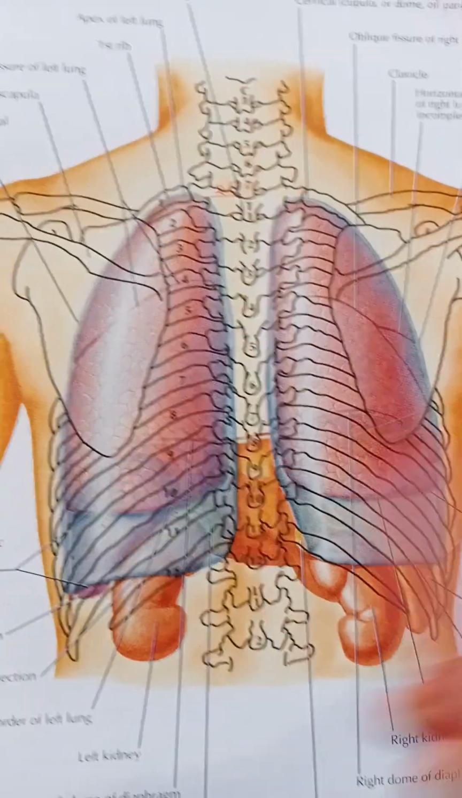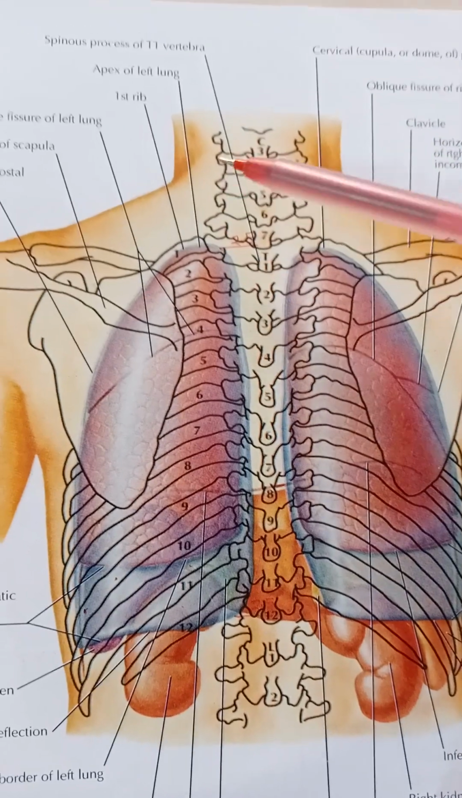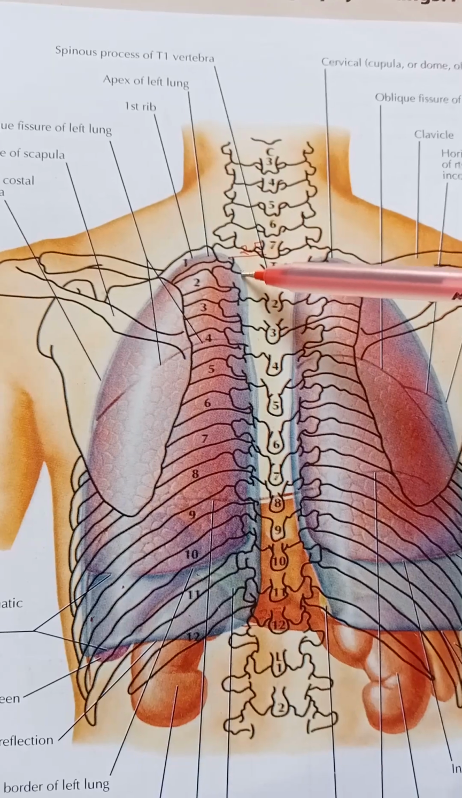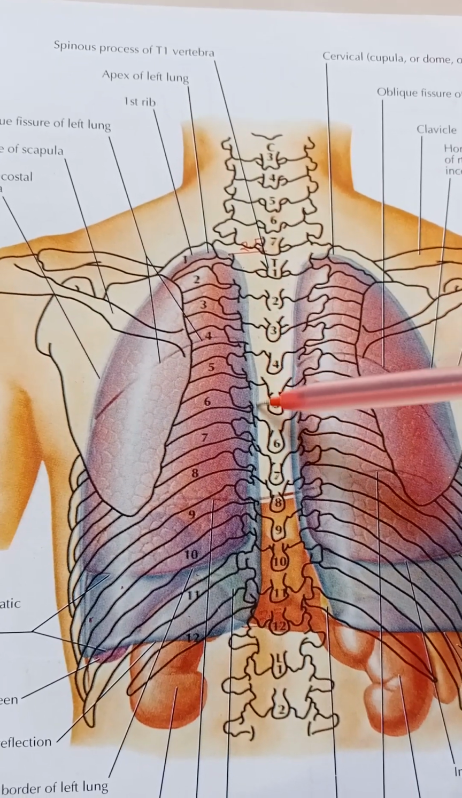If we see another figure on the posterior aspect, from the posterior aspect, this costal pleura also covers the lateral aspect of the body of the vertebra also.